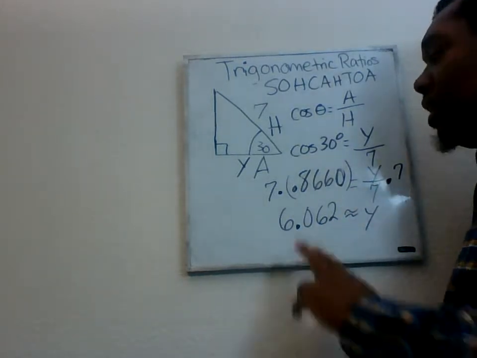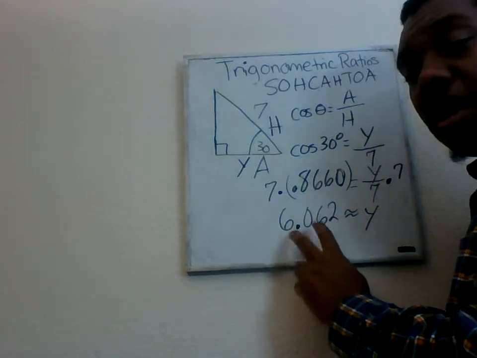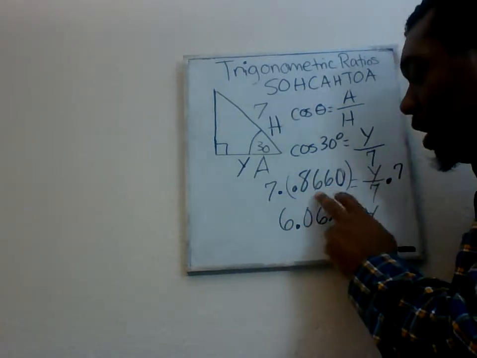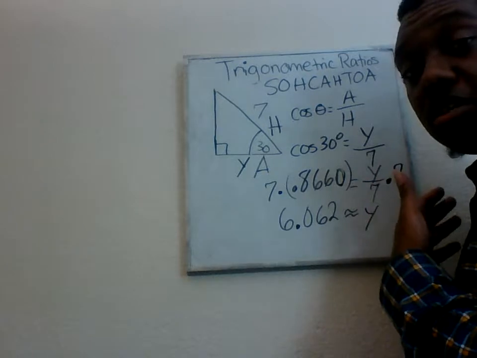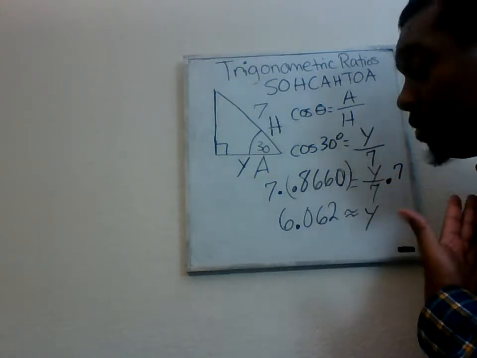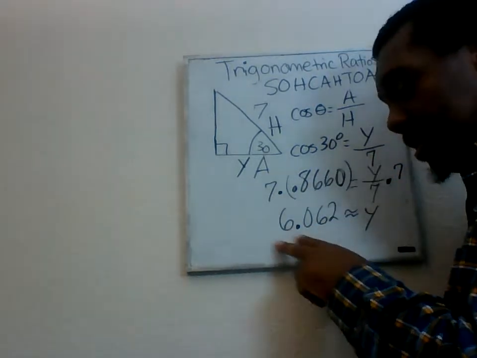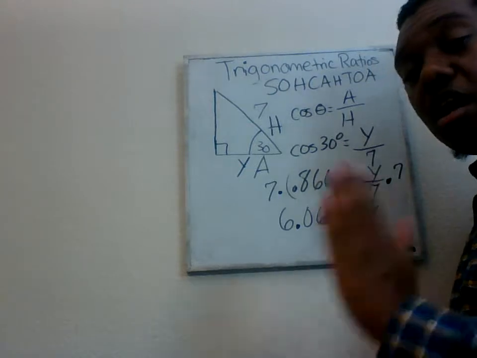Do not round until your final answer. If my calculator gives me those 12 digits, I would most likely keep those 12 digits and then just multiply by 7 and then round at the end. Always round at the end.